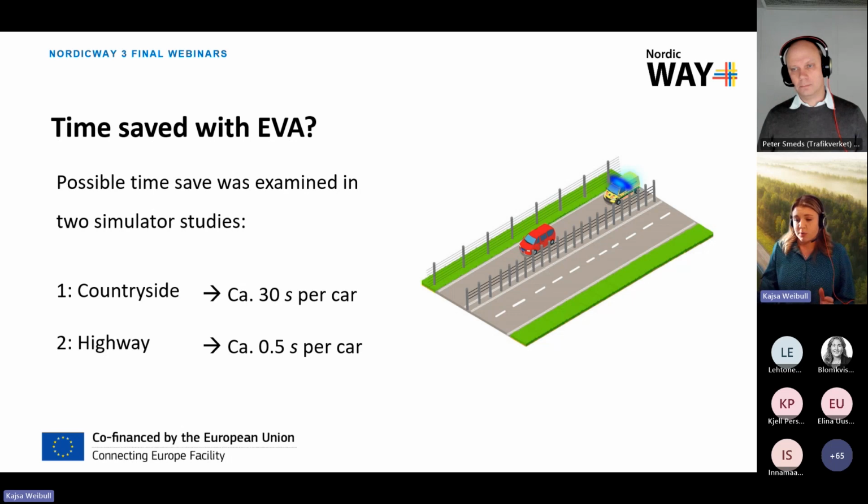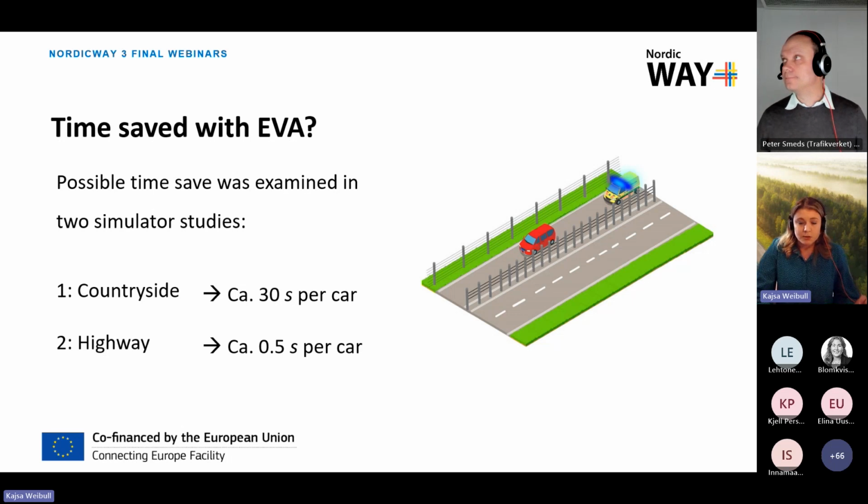On the other end of the spectrum, we have the highway scenario that we used. There we had a three-lane highway with a flat road, and it was easy to see the emergency vehicle in time. Here we estimate that if you get the emergency vehicle warning, you would save about half a second per car, meaning that per car that the emergency vehicle had to pass, we can save half a second in response time. So these are two extremes that we saw, and we can save time with EVA warnings.